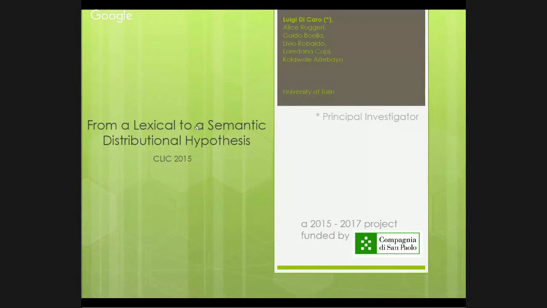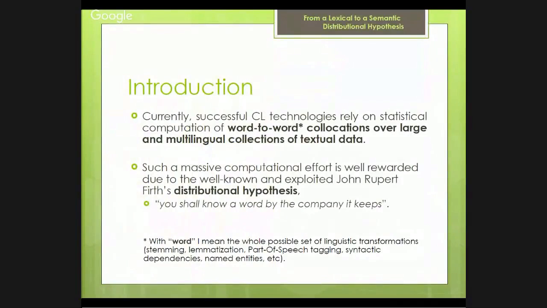Hey everyone, I'm Luigi Di Caro from the University of Turin, and I'm going to present you this paper. It's a kind of overview of a recently funded project on distributional semantics by Compagnia di San Paolo. So basically, the idea is that currently computational linguistics is able to extract information from distributional analysis over word occurrences. This works because of the distributional hypothesis that we all know: words that co-occur basically share similar meanings.